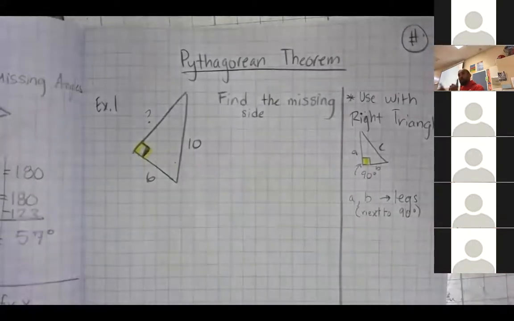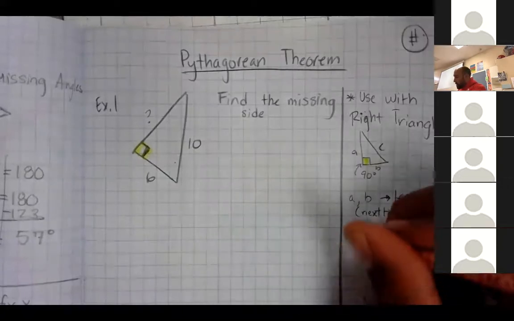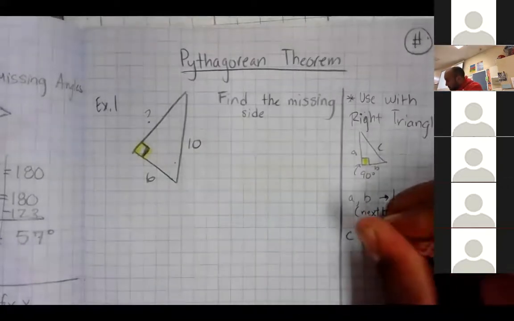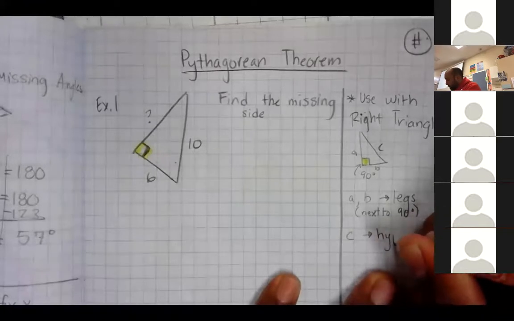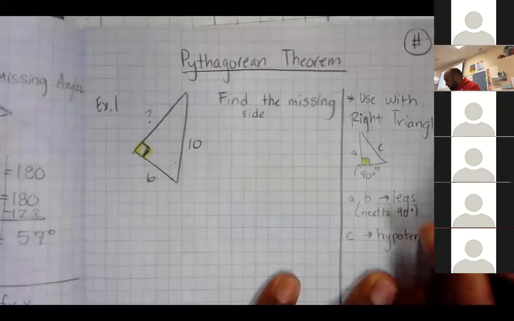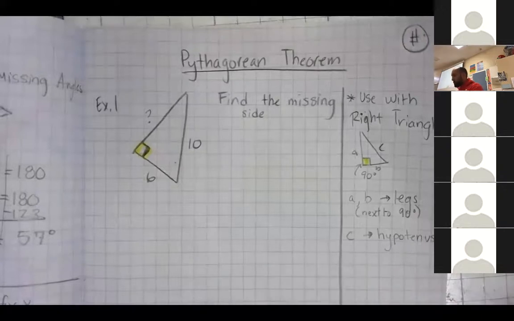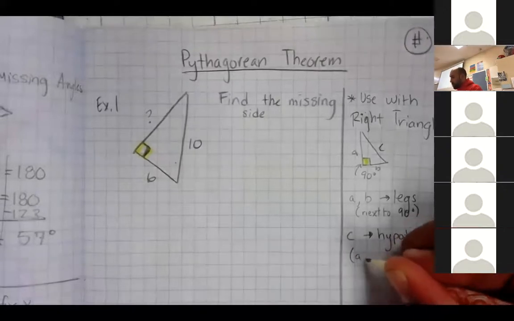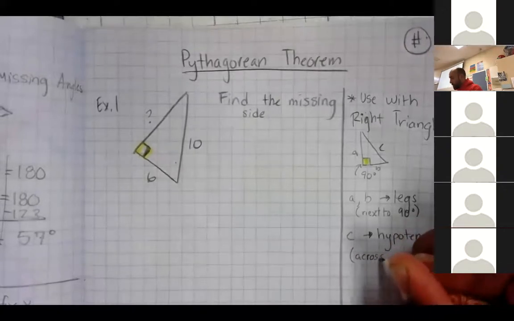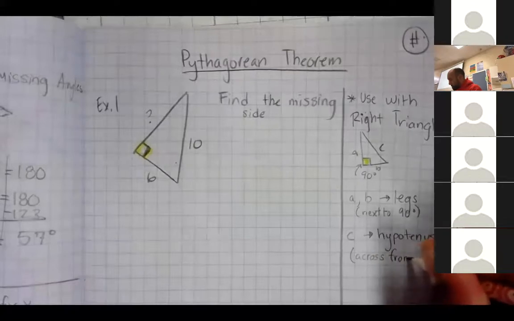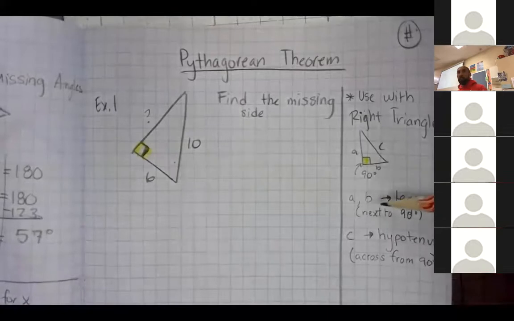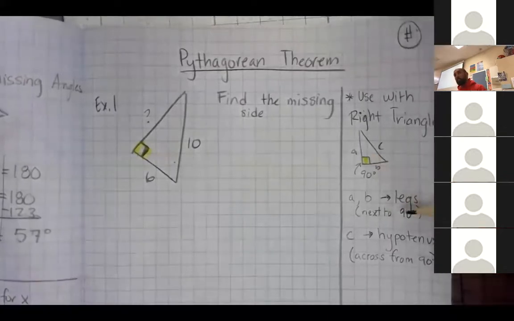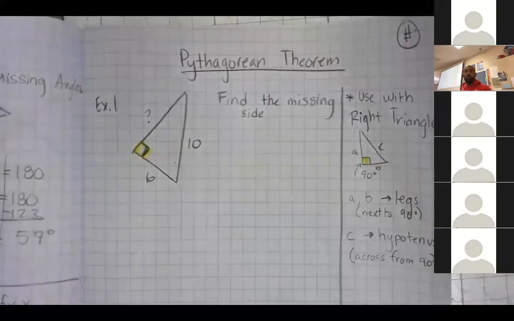So make sure you distinguish the two. You got legs, and then the other one, in this case C, you guys remember this word, hypotenuse. This one is across from 90. So you got sides that are next to 90, those are legs, and across from 90, that's the hypotenuse.